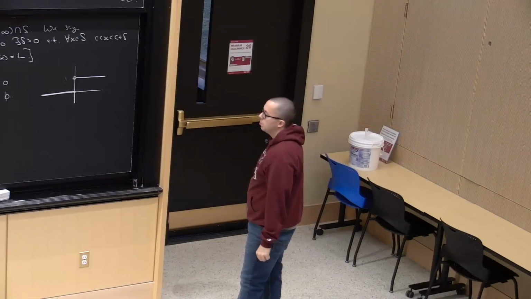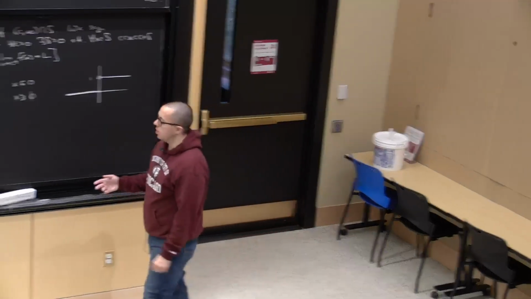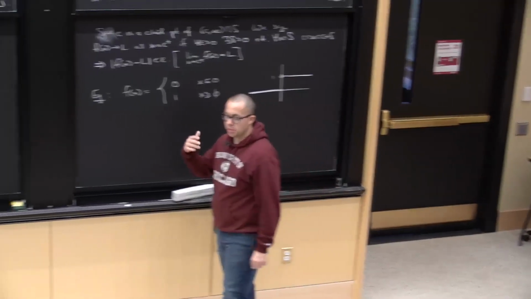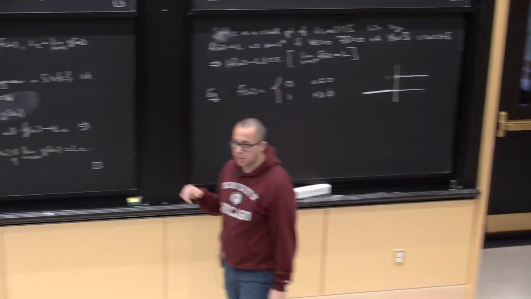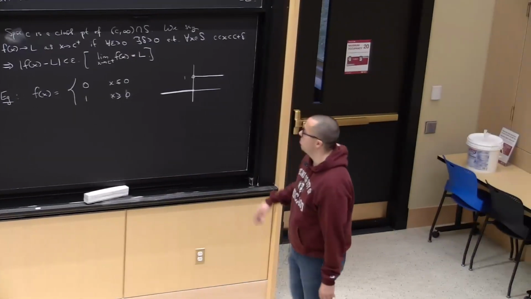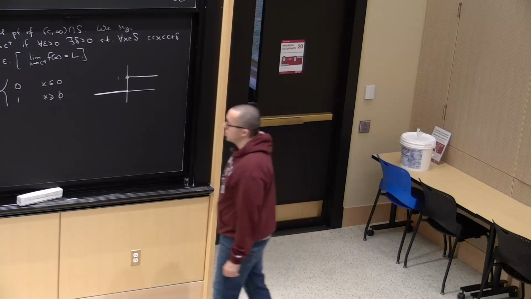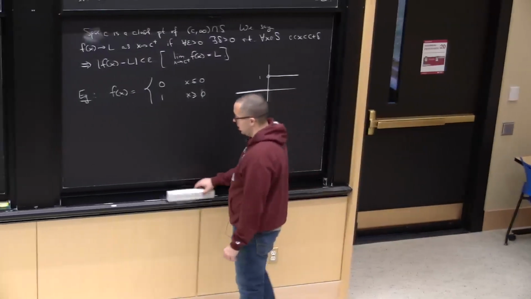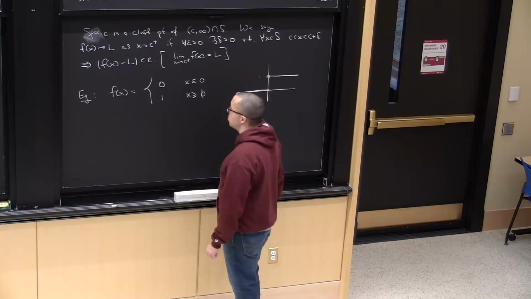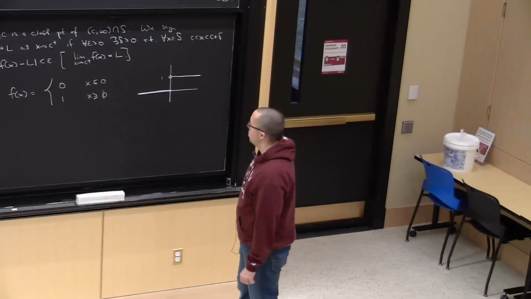And why do people care about this function? Well, in a certain sense, if you take the derivative of this function, you get what's called the Dirac delta function, although that's not a function, that's a distribution. But that's why this function has a name attached to it, because if you take its derivative, you get something somewhat special. Anyways, we're not even at derivatives. We're not even going to talk about distributions in this class. So let's get back to one-sided limits.